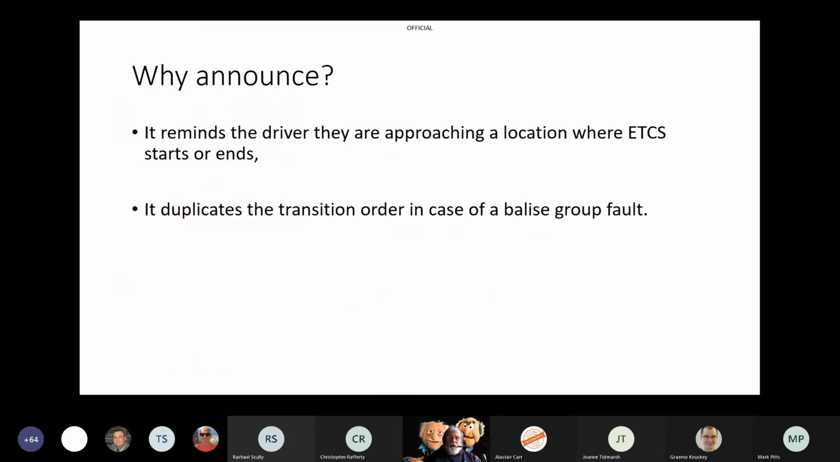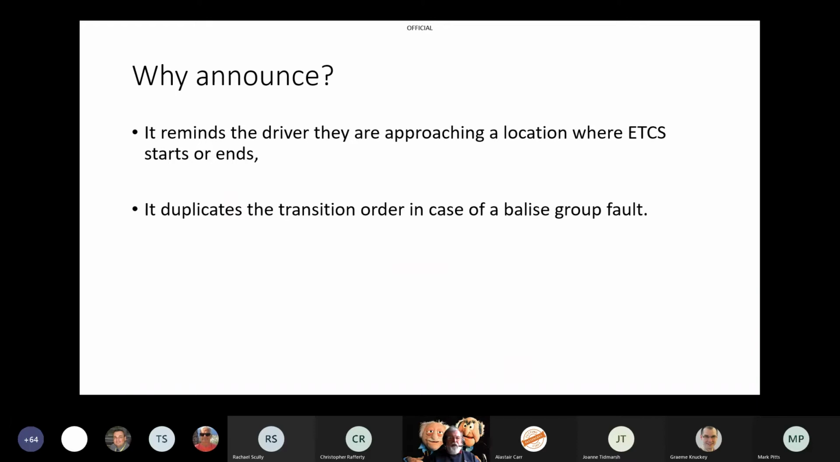So why announce? Well, it does give the driver that time to recognise that they're approaching a place where ETCS is going to start or going to end. They are going to need to change their interaction with the train and take more or less responsibility for the safety of the movement.